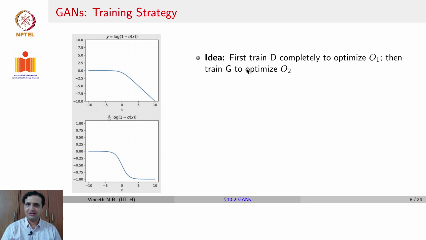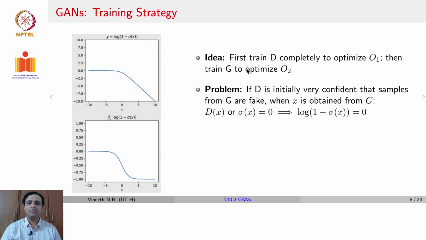Does that work? Does that have any problems? Let's try to think this through. If D is initially very confident, which means you have trained an excellent discriminator or a classifier, then it would be able to say that any sample that comes from G is a fake.